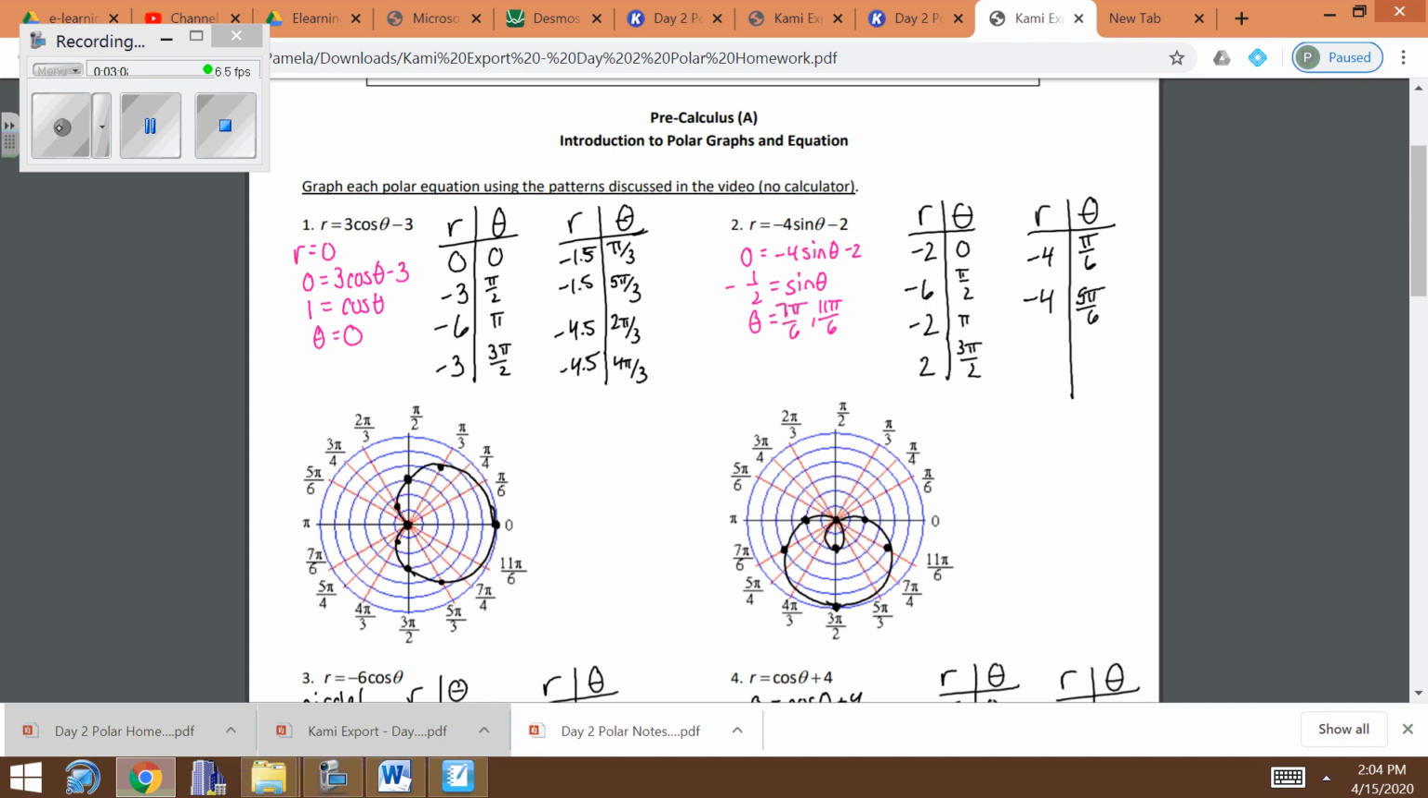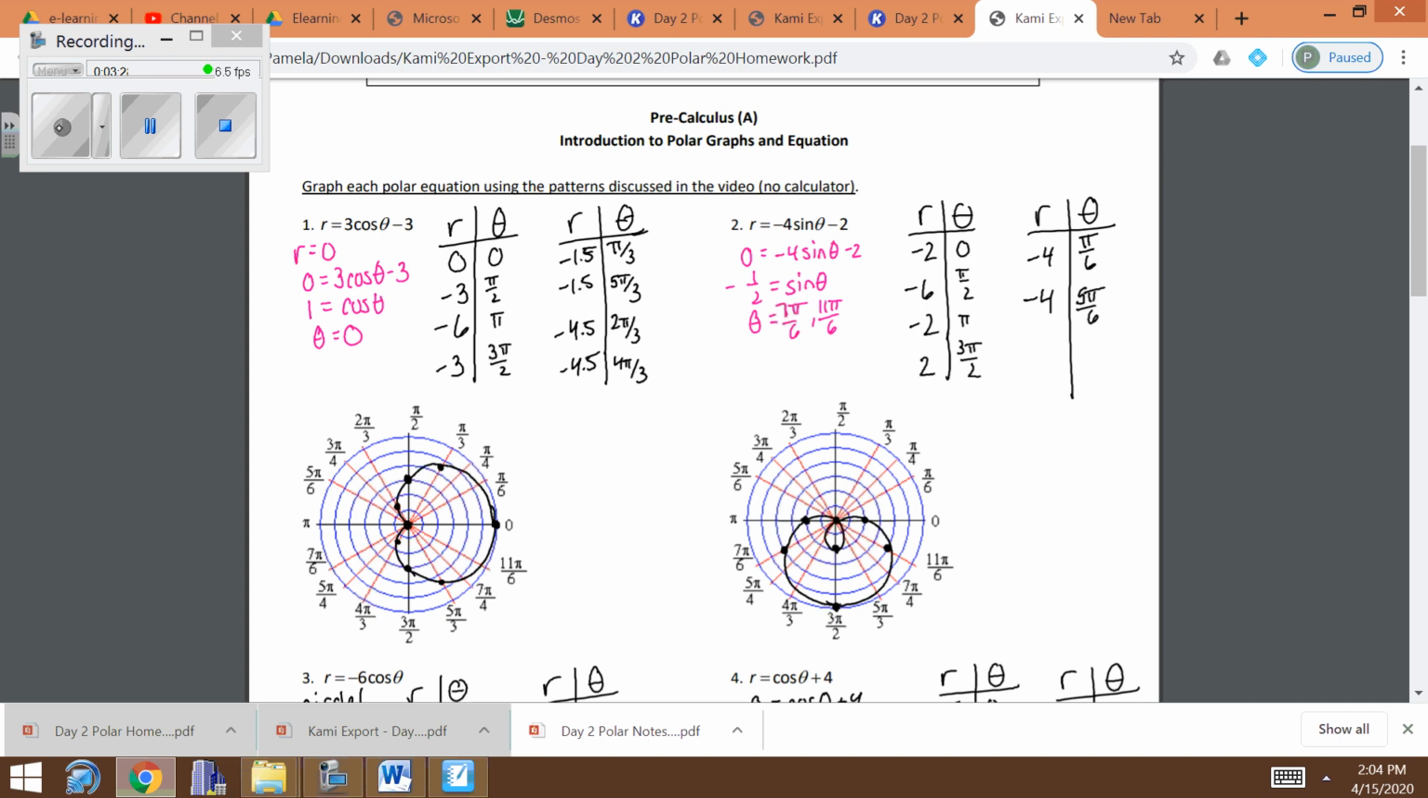Number 2, here notice when I set r equal to 0, we get two values for our theta here. When you get two values, you know it's going to be that loop within the loop right here. So we know it's going to have that loop-de-loop on the inside here. Whenever you have those two, that's what it's going to look like.